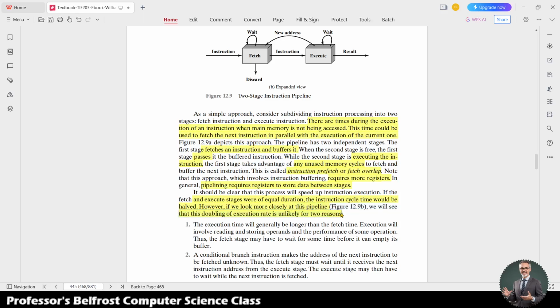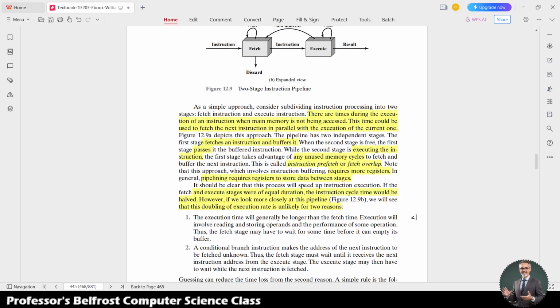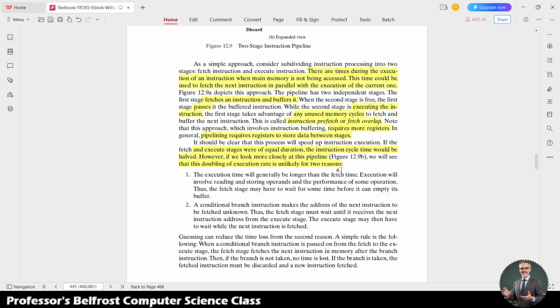The first reason is that the execution time will generally be longer than the fetch time. Execution involves reading and storing operands and the performance of some operation. Thus, the fetch stage may have to wait for some time before it can empty its buffer. So this is the first reason. The second reason is that a conditional branch instruction makes the address of the next instruction to be fetched unknown.